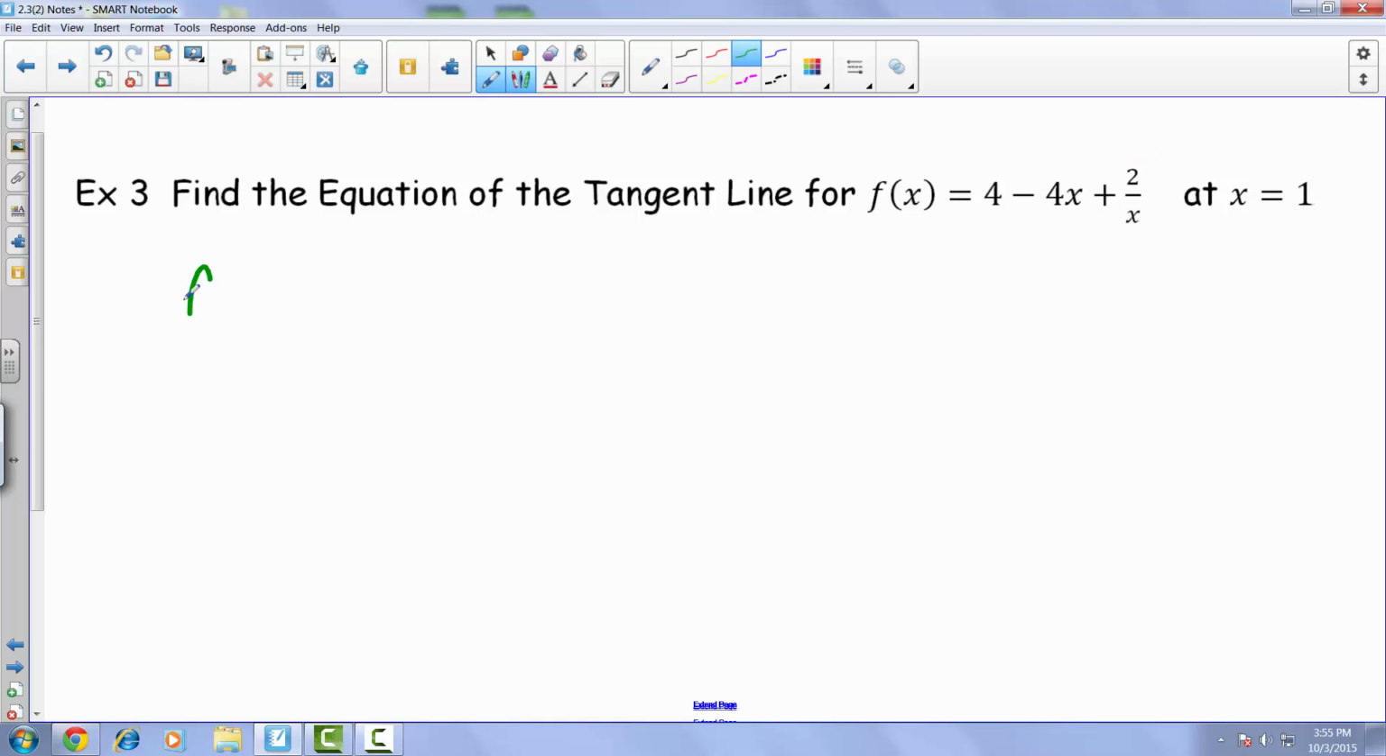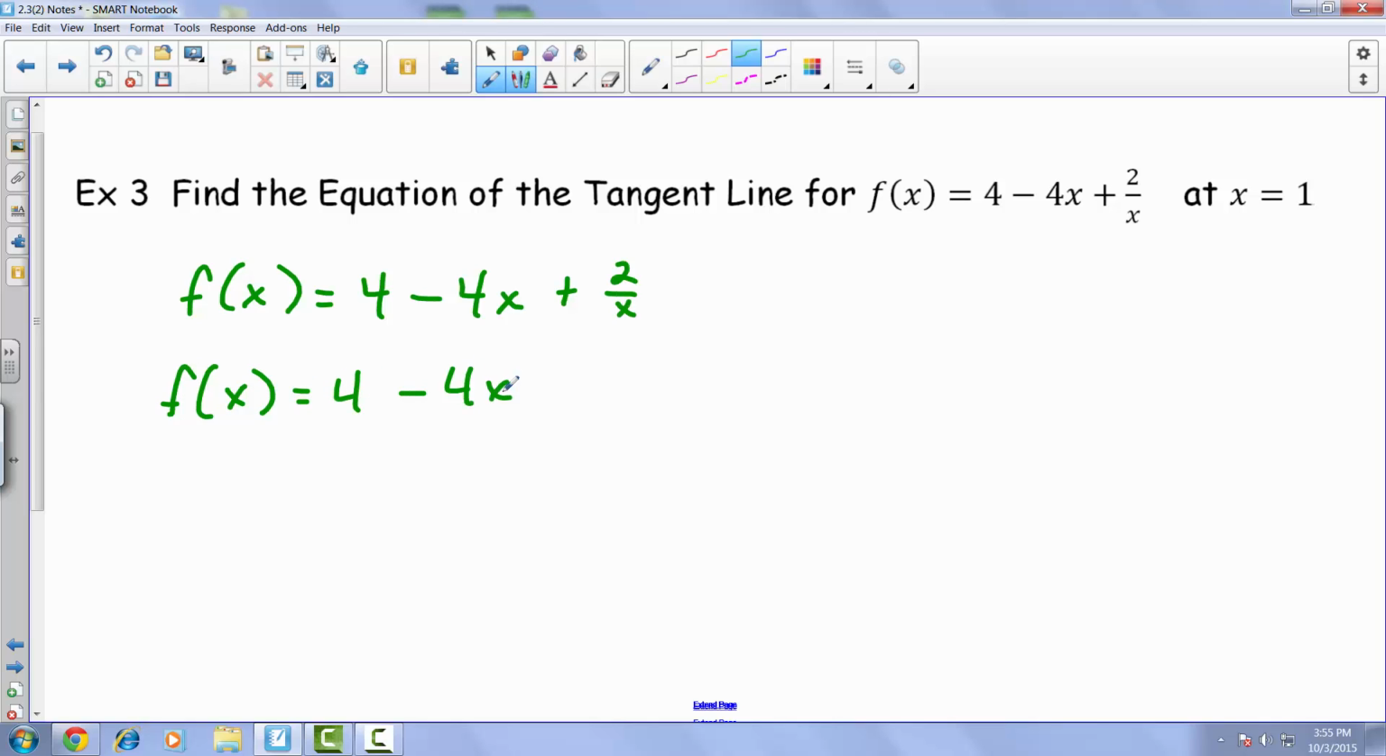So I'm going to go ahead and just rewrite the function f of x is equal to 4 minus 4x plus 2 over x. And essentially, I can also rewrite this as f of x is equal to 4 minus 4x plus 2 times, I'm going to take this x, which is on the bottom, throw it on top, and change that positive exponent to a negative. Because if you bring something up to the top that's already on the bottom, you simply change that exponent to a negative. So as a result, these two actually mean the exact same thing.